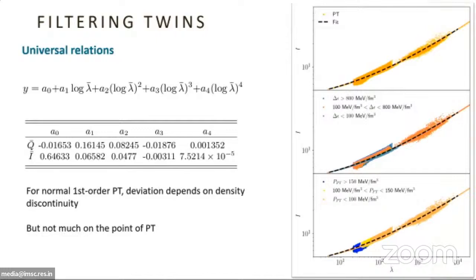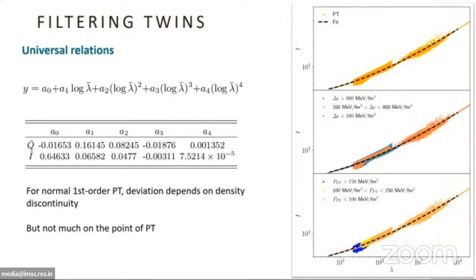However, if I plot the first order equations of state, you see that there is quite a significant variation. The first order equation of state I have shown you depends on the density discontinuity we have considered, delta epsilon, and also on the point where the phase transition is happening. It can happen at very low densities or at very high densities. We can see that the deviations depend on delta epsilon, the density discontinuity. However, they don't depend much on the point of phase transition, because the different colors show where the phase transition is happening, and there is no way of differentiating them.